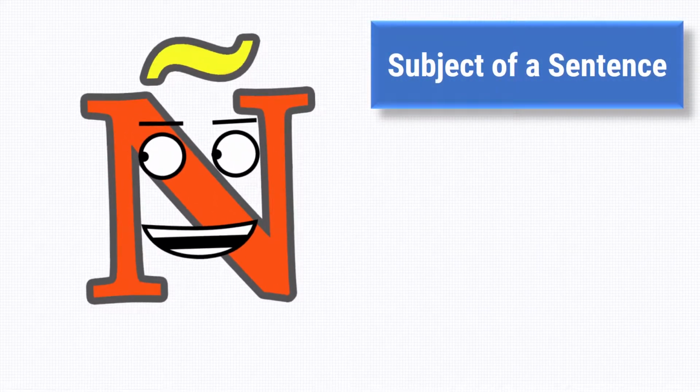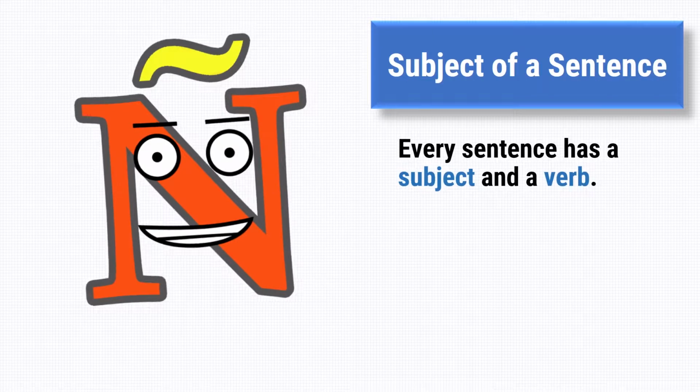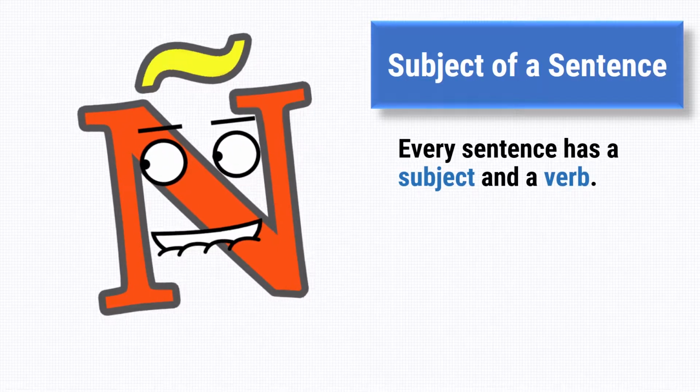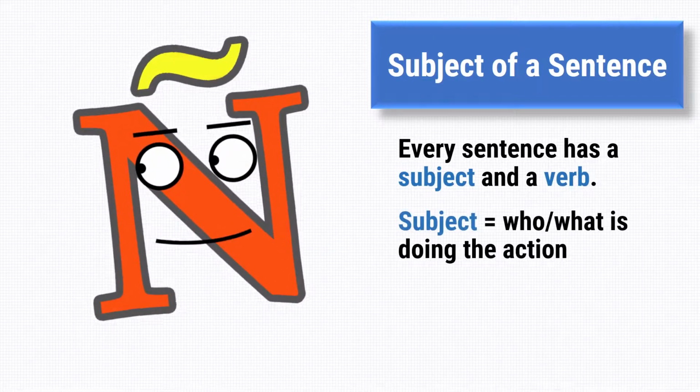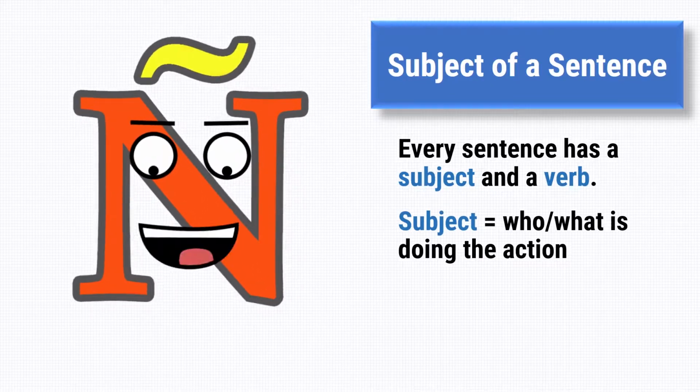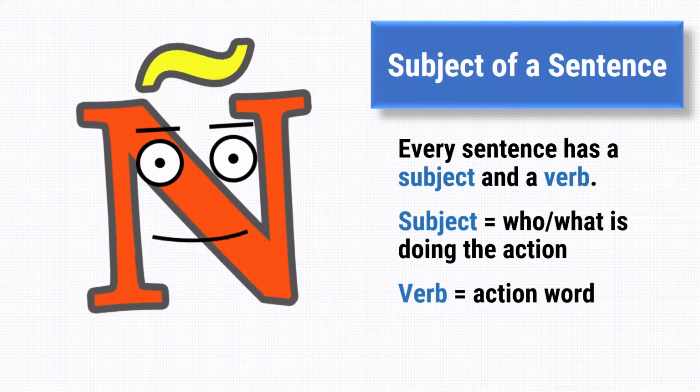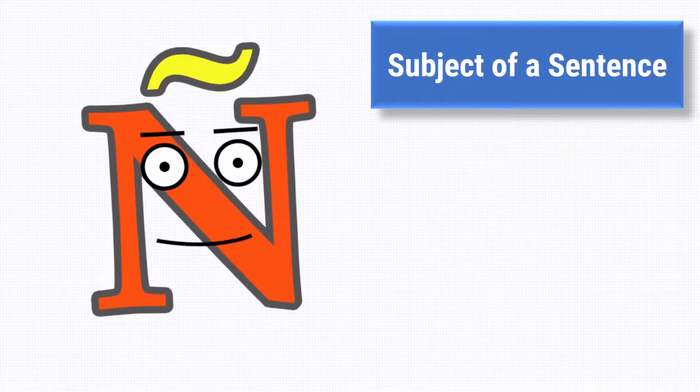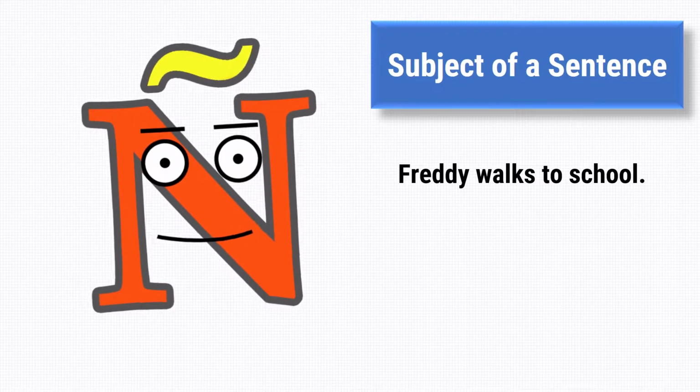First, I want to make sure you know what is the subject of a sentence. Well, every sentence has a subject and a verb, and the subject is who or what is doing the action, and the verb is the action word. So let's look at some examples.